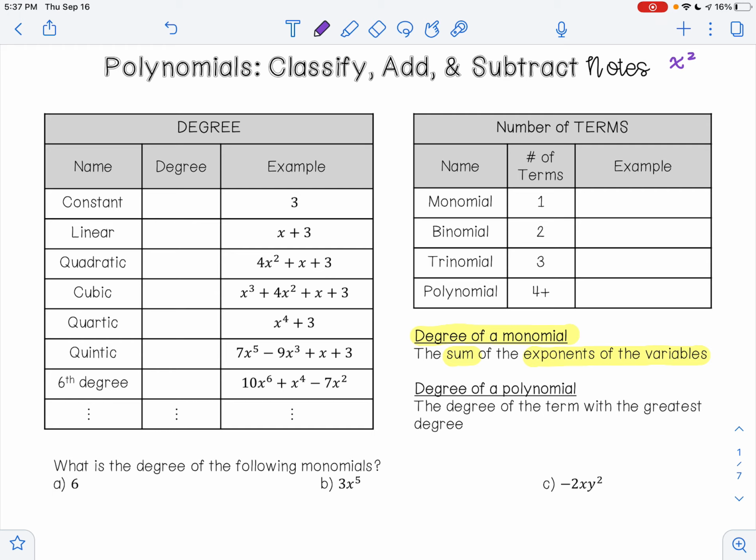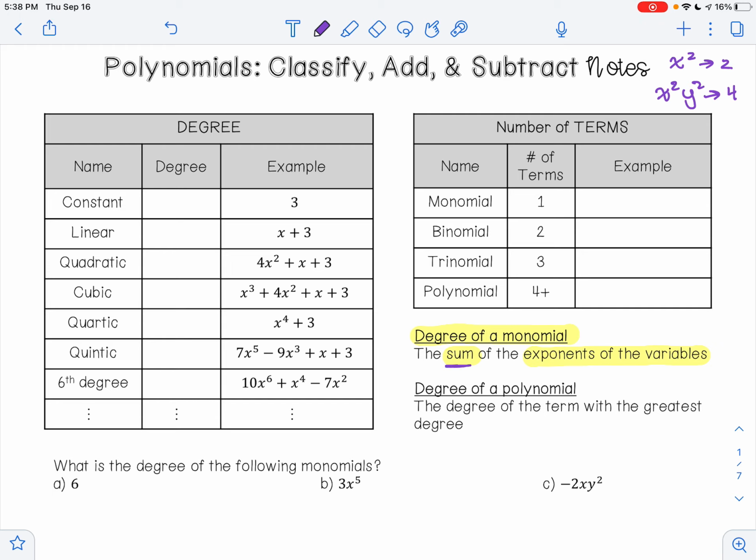If I have something like x squared y squared, this is still one term, but here my degree would be 4. So this one has a degree of 2, while this monomial has a degree of 4. So if it's one variable, you just look at the exponent for that variable. And if the term has 2 variables, then you add their exponents together.